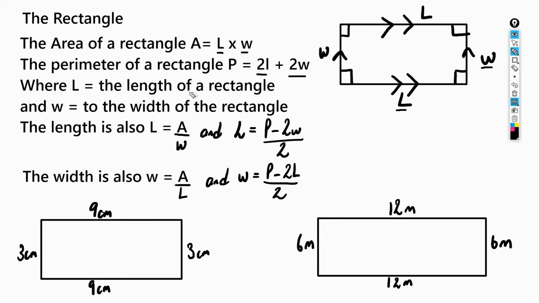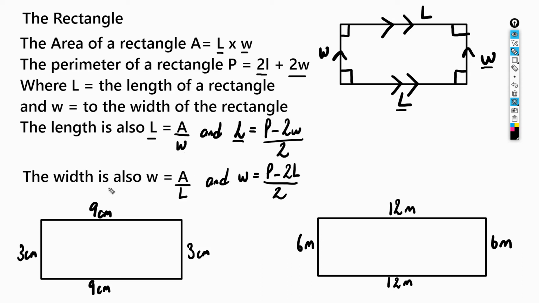where L is equal to the length of the rectangle and W is equal to the width of the rectangle. The length is also L = A over W. If you divide the area by W, you end up with the length only, and that makes sense. If we had W down here, the W's would cancel. L is also equal to P minus 2W, over 2, which is 2L plus 2W minus 2W over 2, so you'd end up with 2L over 2, and that would give you L. So this makes perfect sense.